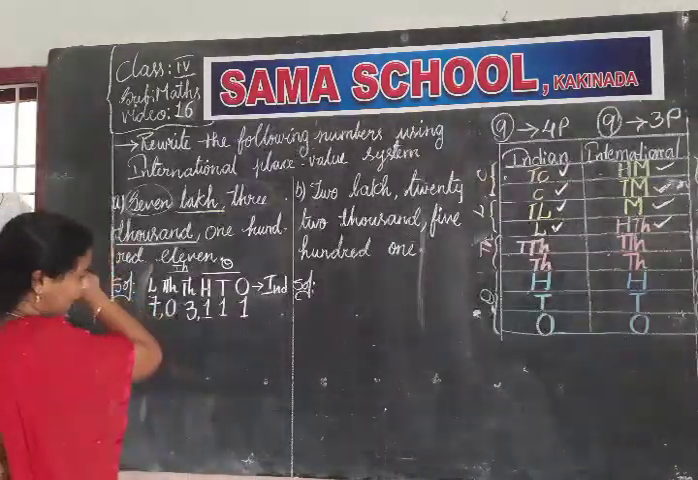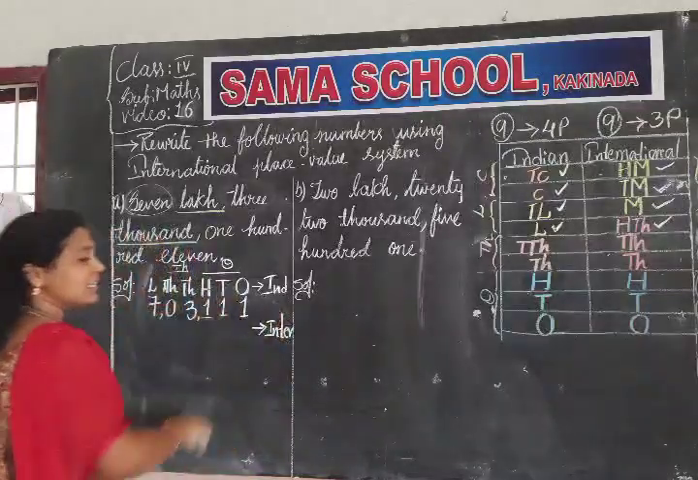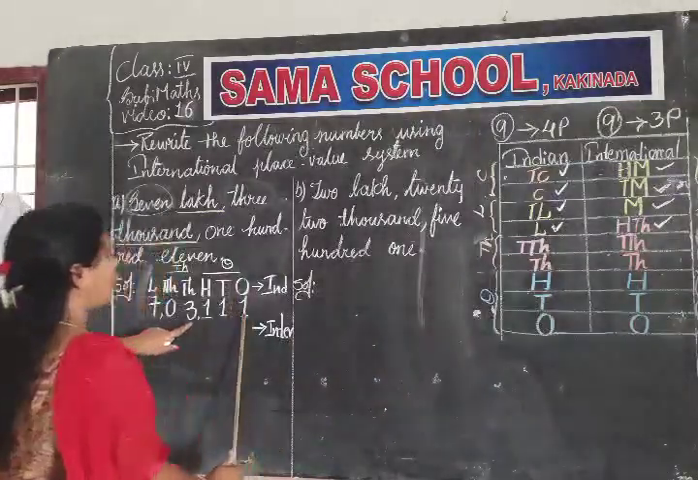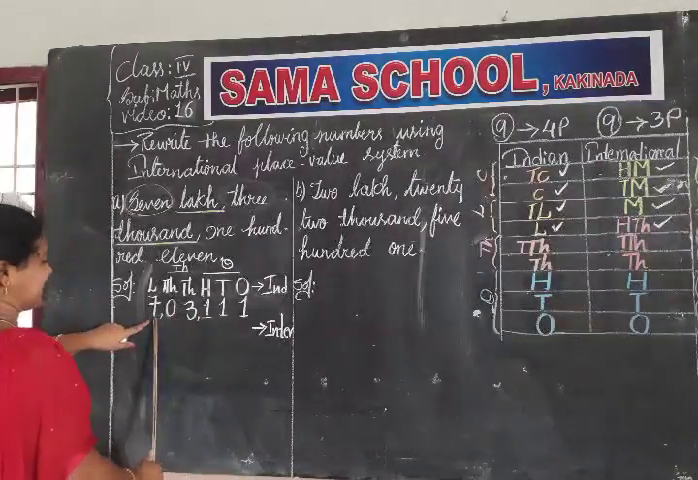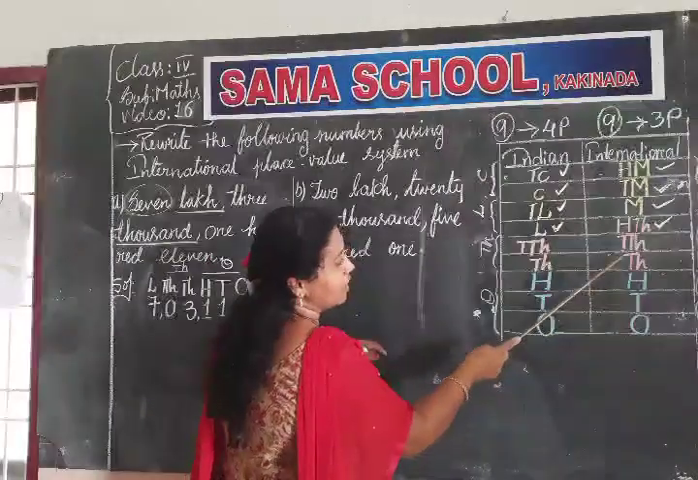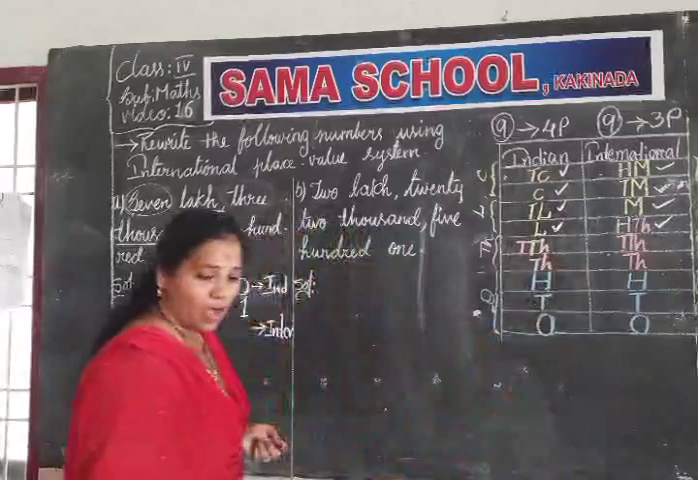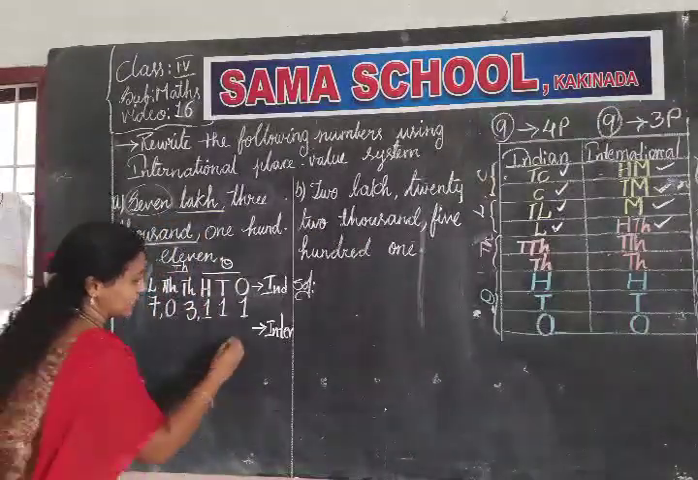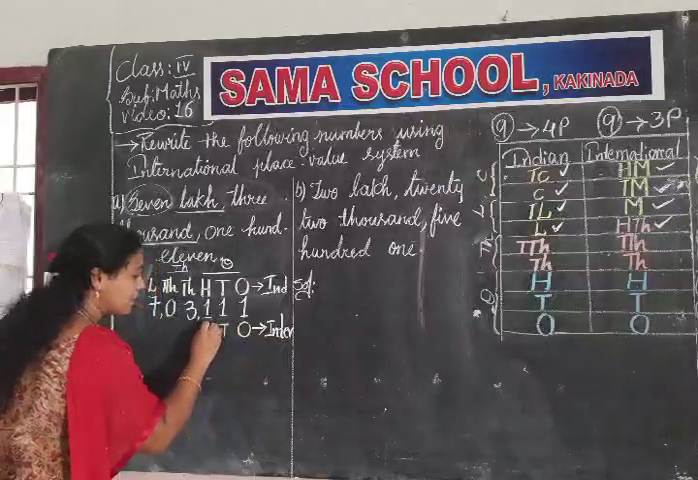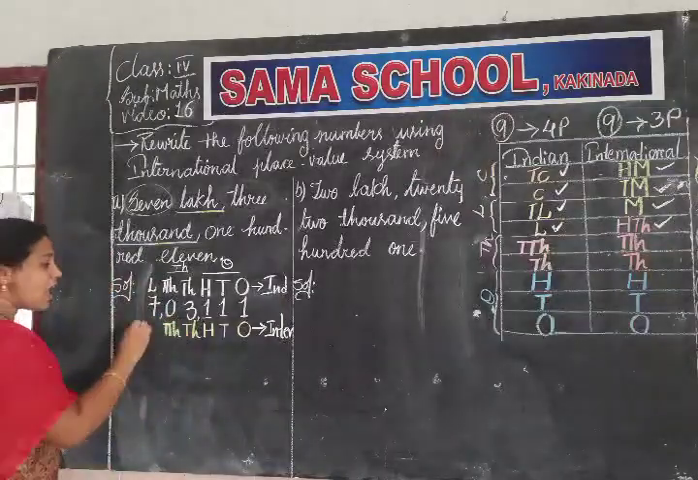Let us see how. Okay, so now I am writing international system. We know the places for the international system. Now tell me, here how many digits? 1, 2, 3, 4, 5, 6. So in international system up to 6 places we have to write. 1, 10, 100, 1000, 10,000, 100,000. Now tell me, 6 places tell me. 1s, 10s, 100s, 1000s, 10,000s, 100,000s.